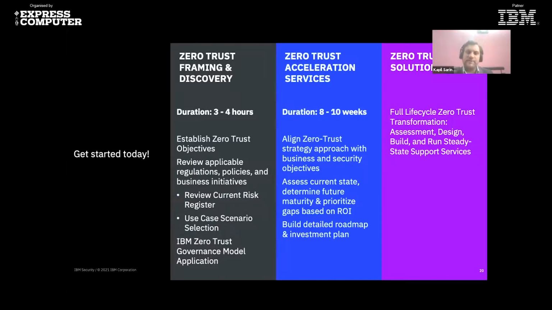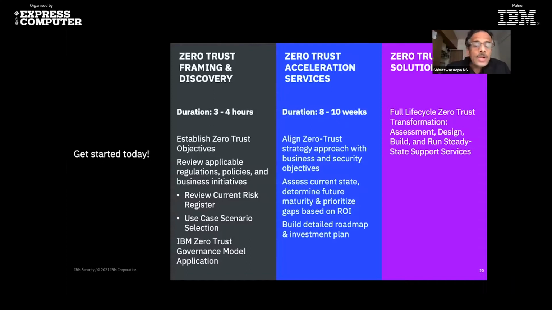So if I understand correctly, you're saying the zero trust framing and discovery is what I need to be looking at if I'm starting my journey, or understanding where to start and how to start. So what kind of timelines are we talking about? Can you share more details? I understand this looks like a workshop. So what are the timelines of this workshop, and what happens after the workshop? What are the key outcomes that we can expect from the workshop, Shiva?